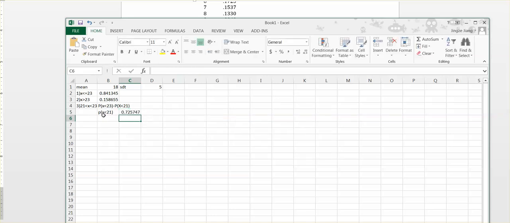So the probability for x smaller than 21 equals 0.725747. Now we can go back to answer our third question. What we are doing is typing the equal sign, using the largest value we got, x smaller than 23, minus what we got for x smaller than 21, and push enter, and we got 0.115598. So that is the probability for x larger than 21 and smaller than 23.